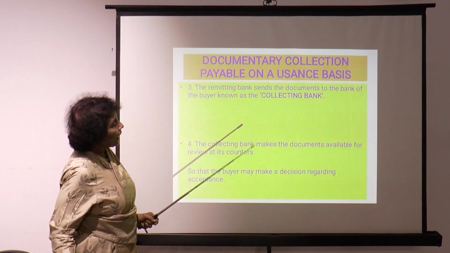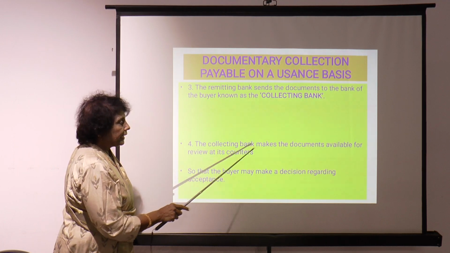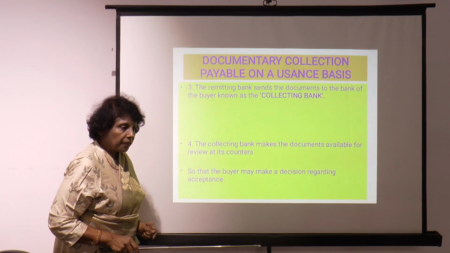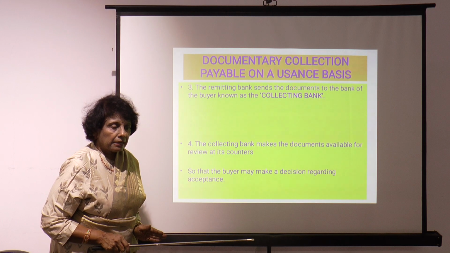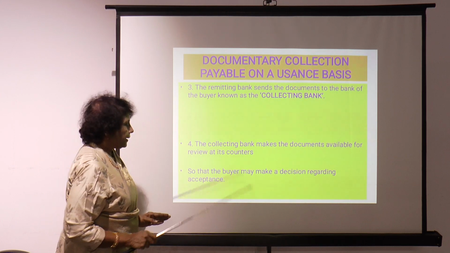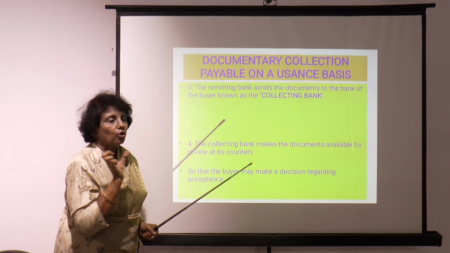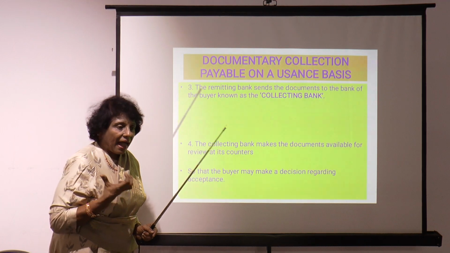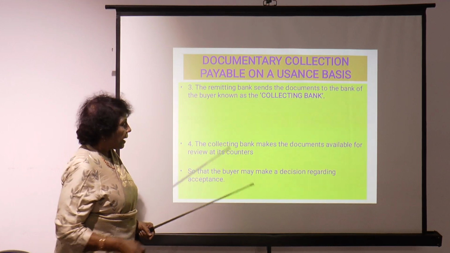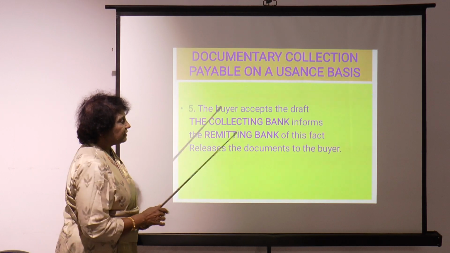So the remitting bank will send the documents to the bank of the buyer, known as the collecting bank. The collecting bank makes the documents available to the buyer to review at its counter. So the buyer can review the documents. So the buyer will make a decision regarding acceptance of the draft. Draft is also known as bill of exchange. So the buyer will make a decision regarding acceptance of the bill of exchange. Once the buyer makes a decision, he accepts the draft.